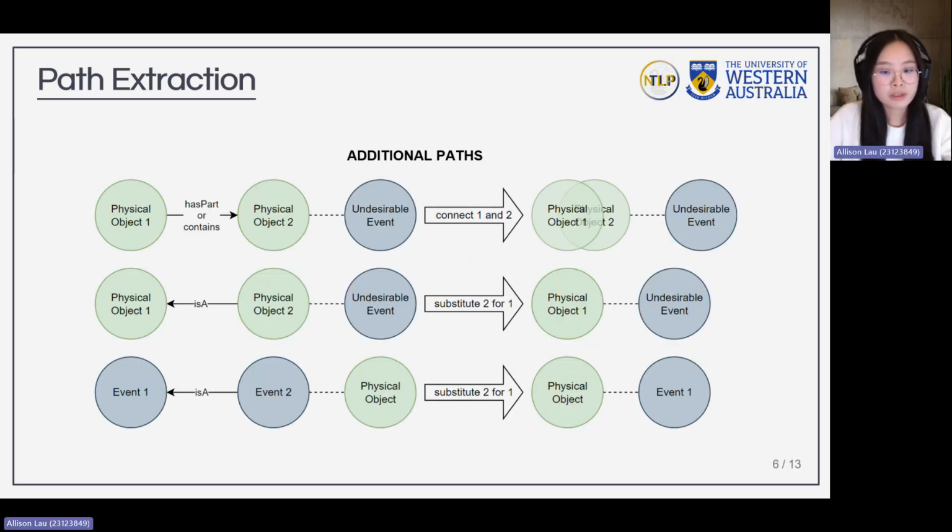Additional paths beyond what's already in the dataset can also be created using the hierarchical relations of the equipments by substituting them or connecting them together. And at the end of this process, we have a list of around 3,800 valid combinations of equipments and their failure modes, all extracted from the main-T dataset, which alone only had about 1,000 entries.